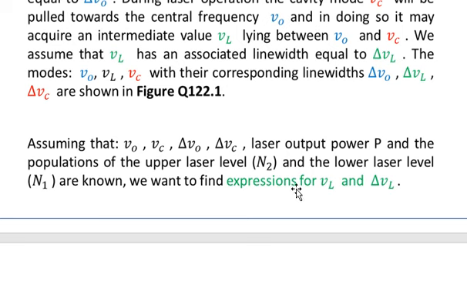We want to find the expressions for νL and ΔνL, and we are assuming the other parameters are known. We want to express νL and ΔνL in terms of these parameters, that is ν0, νc, Δν0, Δνc, and the output power of the laser beam, and of course the populations of the upper laser level N2 and lower laser level N1.